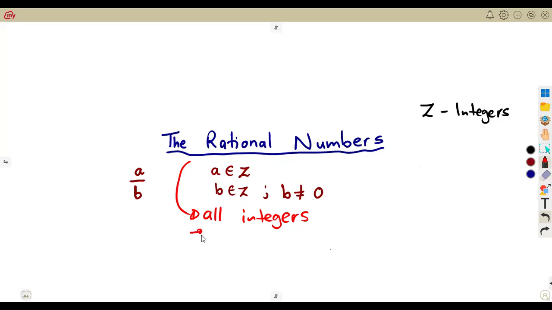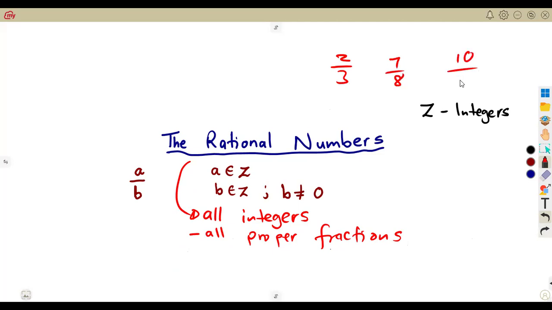On this part again, we also consider all proper fractions. Definitely, they are supposed to be our rational numbers. Let's say we've got 2 over 3, 7 over 8, 10 over 11, where we have got a bigger value in the denominator. All these fractions can be referred to as rational numbers.